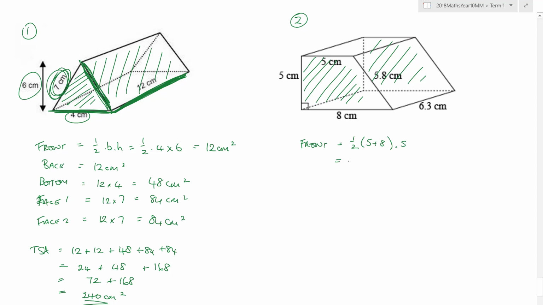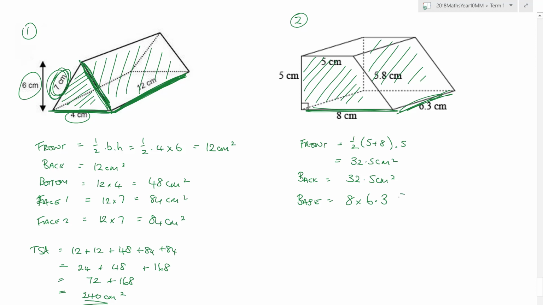So 5 plus 8, that's 13. 13 times 5 sounds big. It's 65, and a half of 65 is 32.5 centimeters squared. That's my front. So the back must be exactly the same. We've got the base. So the base is this distance times this distance. So the base is equal to 8 times 6.3.